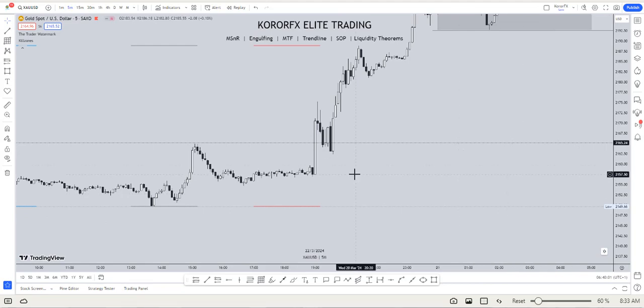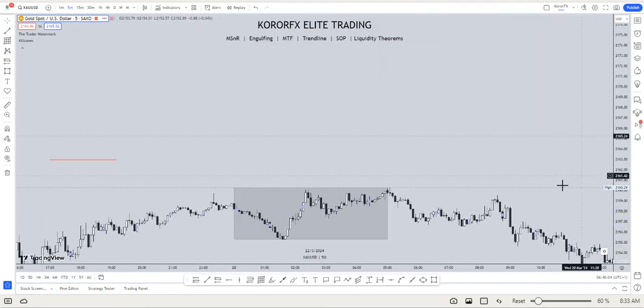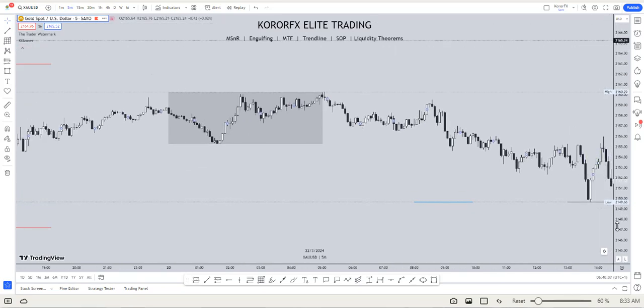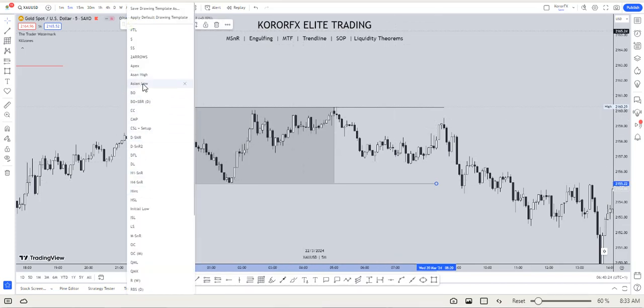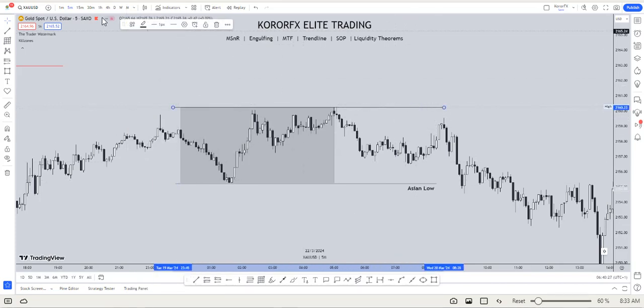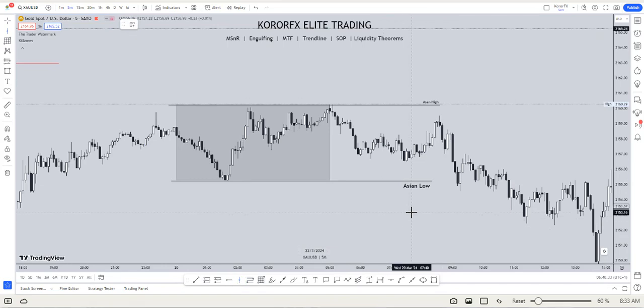Before I give other examples, look at this one. There is also the Asian session high and the Asian session low, right? We wait for the price to enter the 8. Okay, we wait for the price to enter the 8.